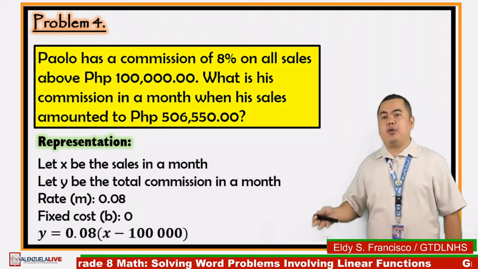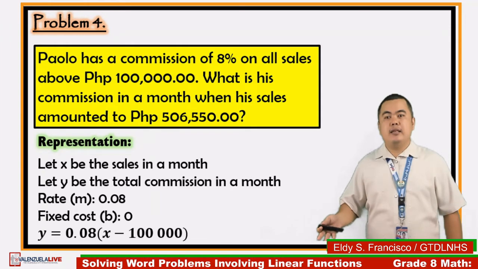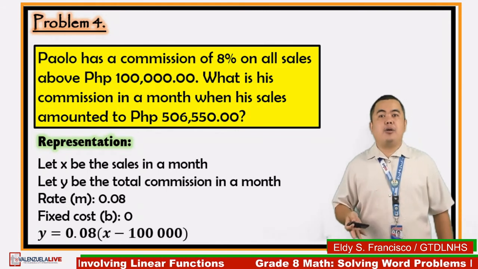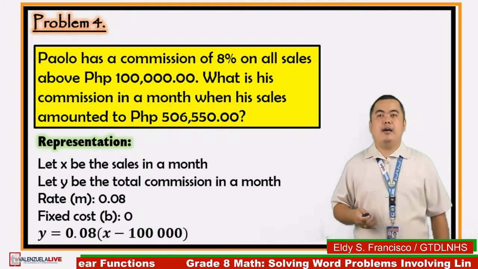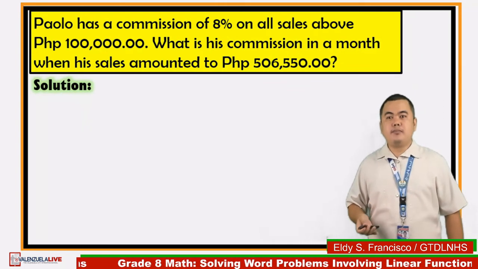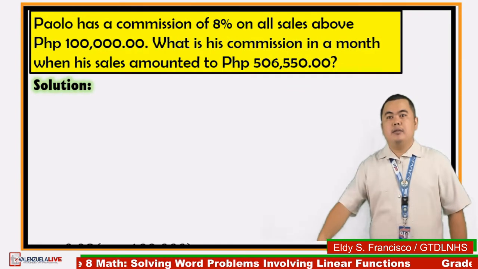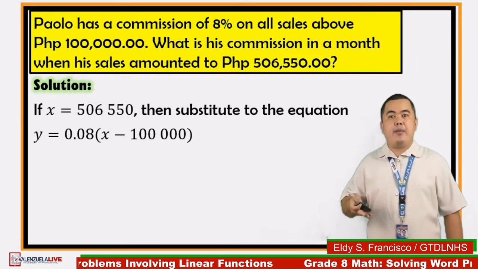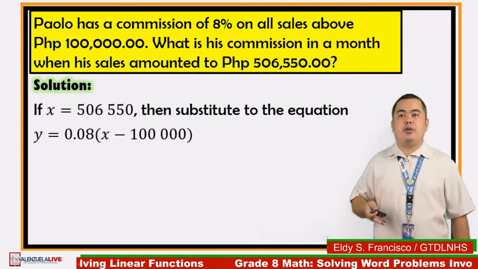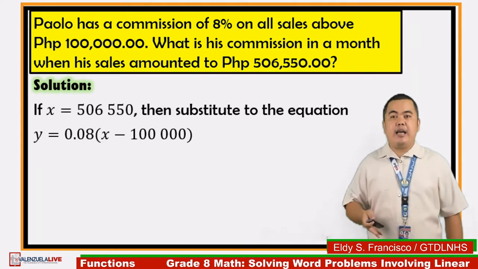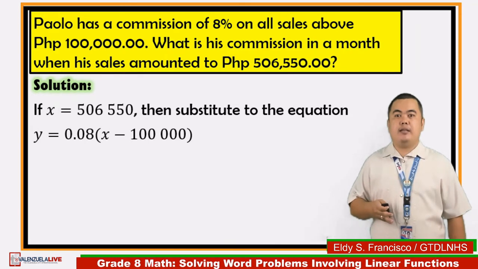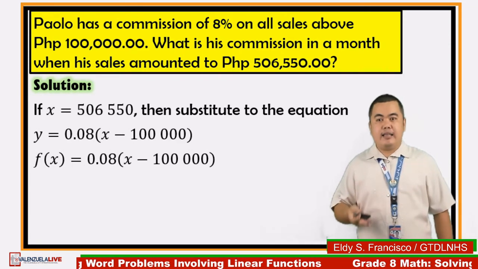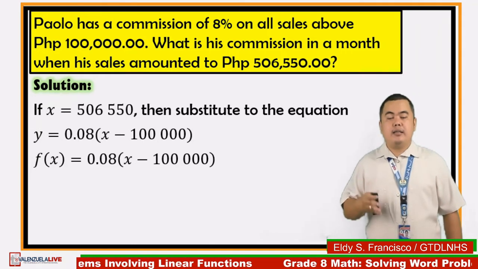So, we will have now an equation of y equals 8 hundredths times quantity x minus 100,000. We subtract 100,000 from the total sales. Okay. Next, solution. So, we will have this, if x is equal to 506,550, then substitute to the equation y equals 8 hundredths times quantity x minus 100,000. So, we need to change y to f of x. So, f of x equals 8 hundredths times x minus 100,000.